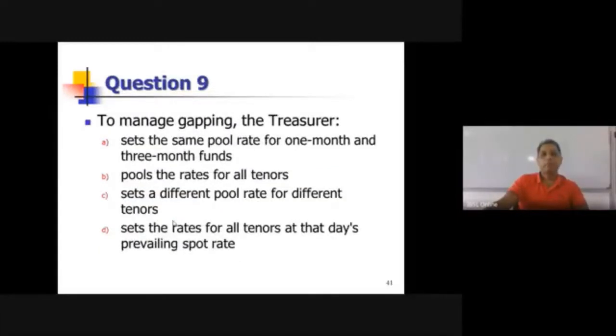To manage the gapping, the treasurer: A, sets the same rate for 1 month and 3 months; B, pools the rates for all tenors; C, sets a different pool rate for different tenors; D, sets the rates for all tenors at the day's prevailing spot rate. How does the treasurer manage the gapping, negative or positive? How will he use the pool rate for that? Which one do you think?